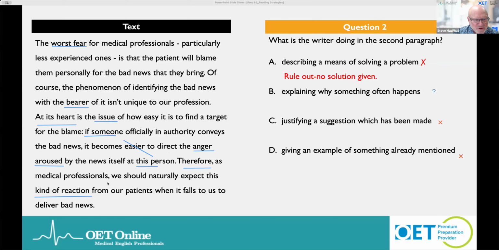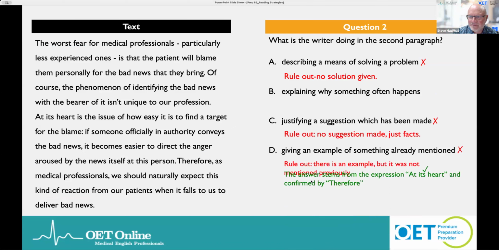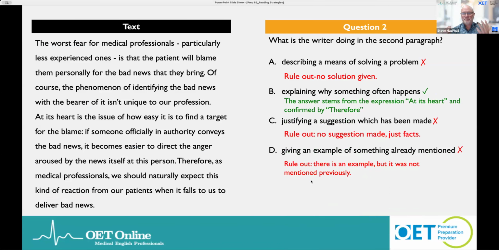Therefore, as medical professionals, we should naturally expect this kind of reaction, naturally expect from our patients. Often happens. That's close enough for me. We should naturally expect it. We should expect this action. So in other words, it's common. Naturally, this happens. Don't be surprised. Naturally expect. It's the opposite of being surprised. So I would say yes, explains why something often happens. So I'm going to say the answer here is B, bingo.